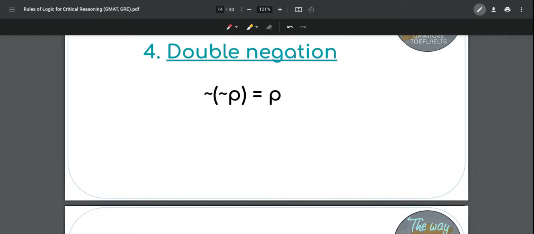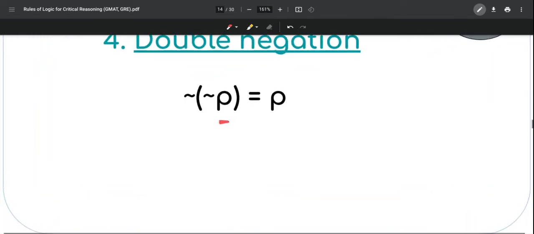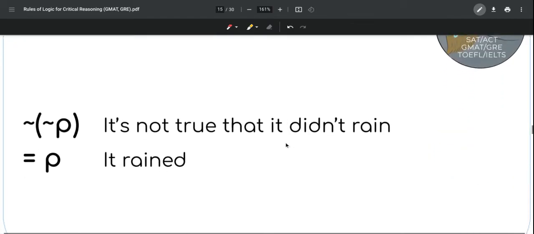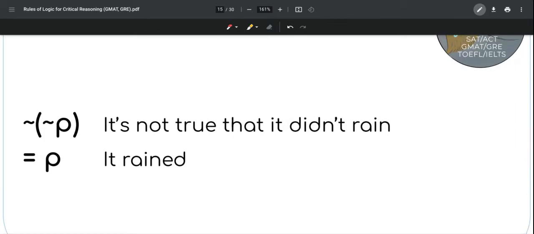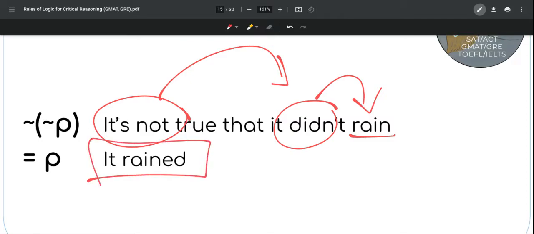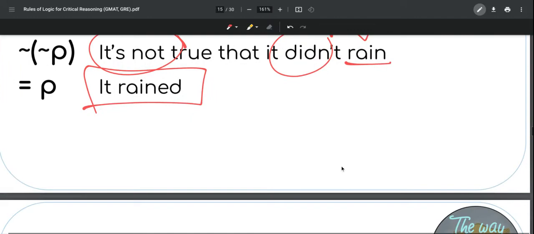So if I have an event, a fact, and I negate the fact, and then I negate the negation of the fact, then the conclusion is going to be the fact itself. So again, in natural language, I have, it is not true that it didn't rain, right? So I have the rain, I have the negation of the rain, it didn't rain, and I have the negation of that. So this is like a double negative thing. So basically the conclusion is that it rained. It's basically the same thing we do when we multiply negatives times negatives in math.